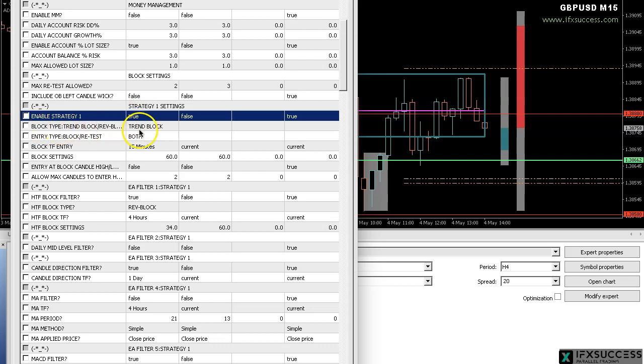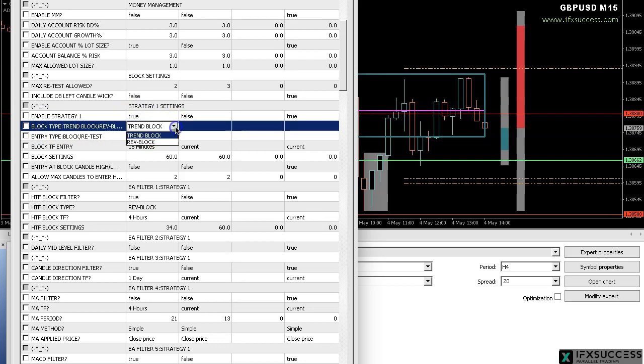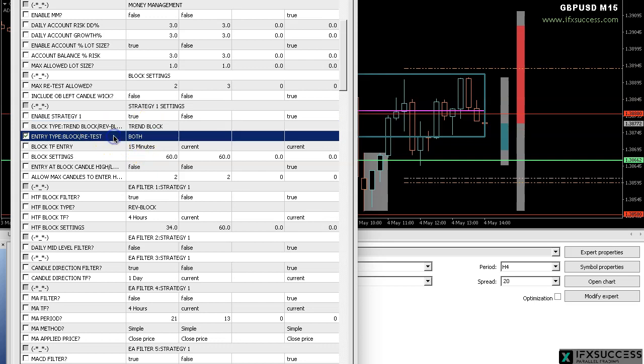Block type. Again, we have 2 types of blocks: the reversal block or the trend block. We're going to choose the trend block. Right over here we have an option for block entries. What does this mean? Once the price closes outside of this block and it is created, that will be the first entry. So this will be the block entry, the first signal.